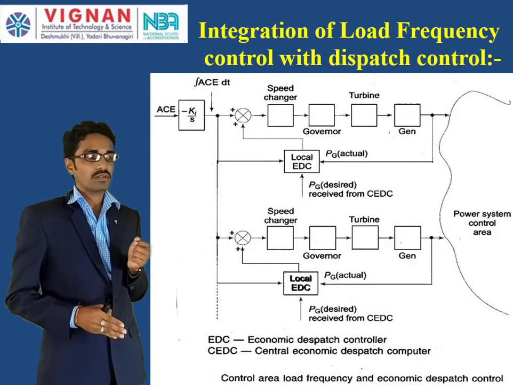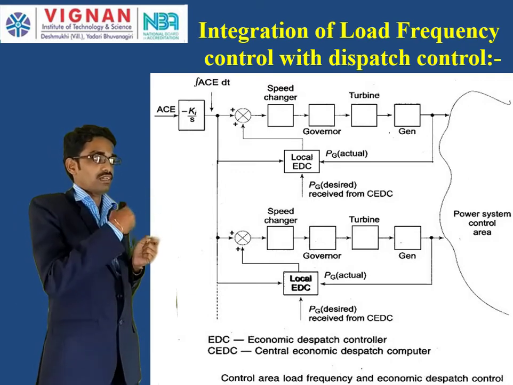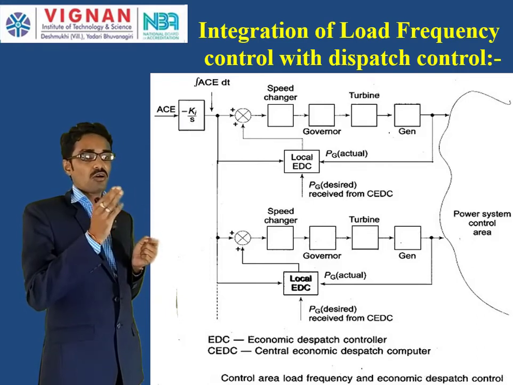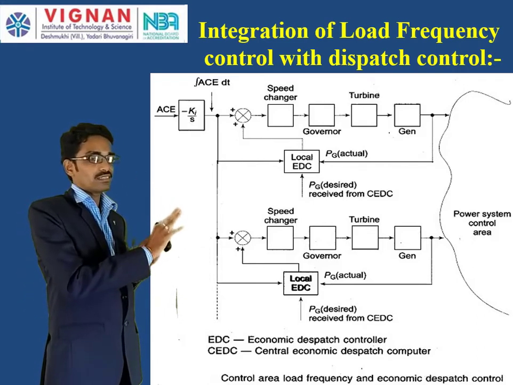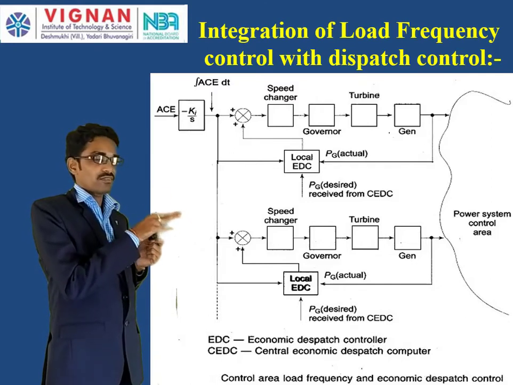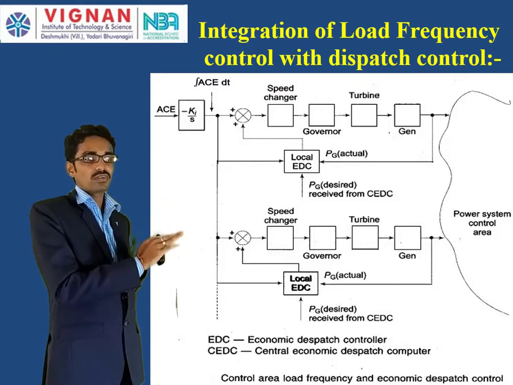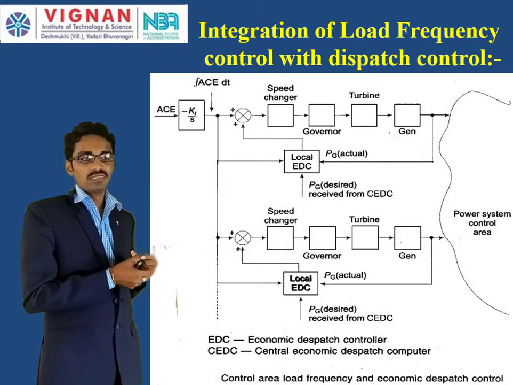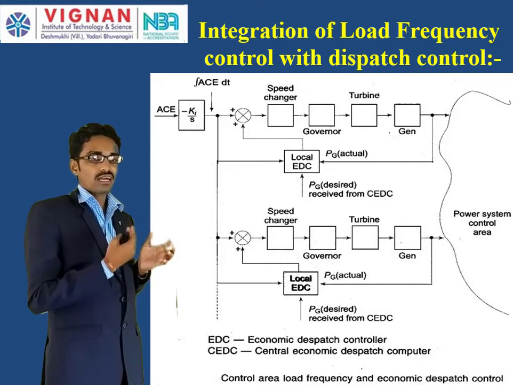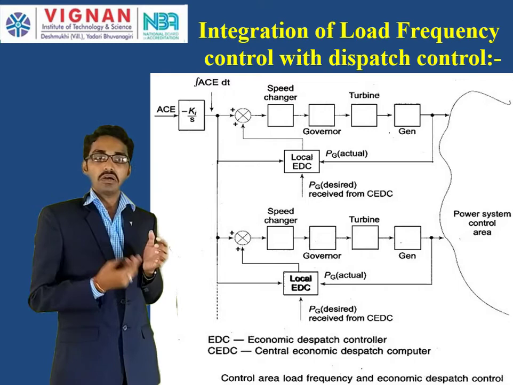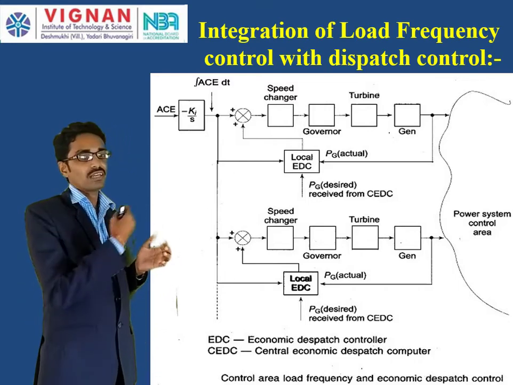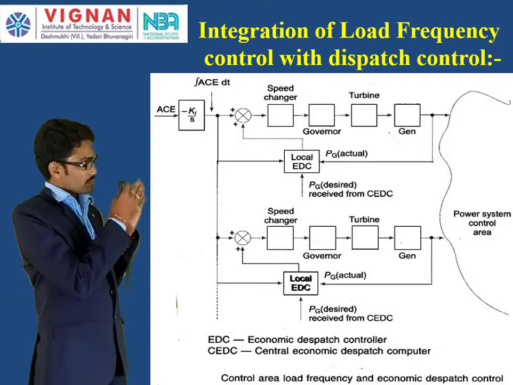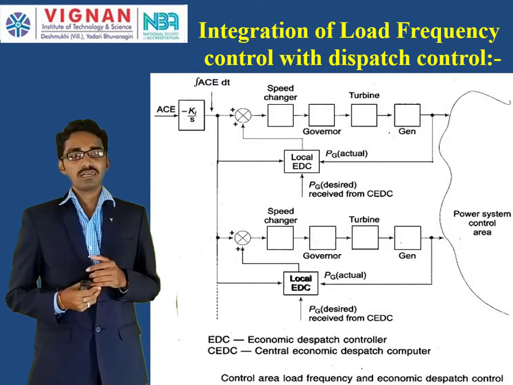For that generator, we increase the generation, up to the maximum load that can be applied to that particular generator, where we get the low amount of cost. So we are increasing the generation there, and we can get electricity at low cost. For that purpose we are using economic dispatch control. That is why we are integrating load frequency control with economic dispatch control.